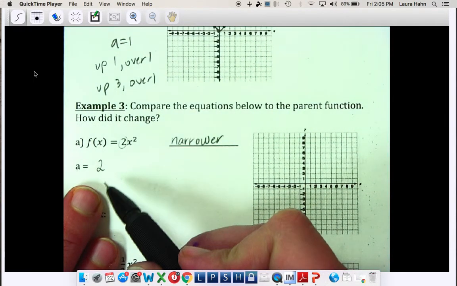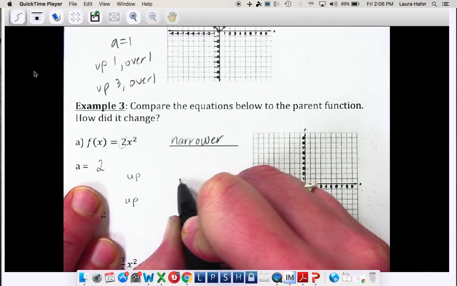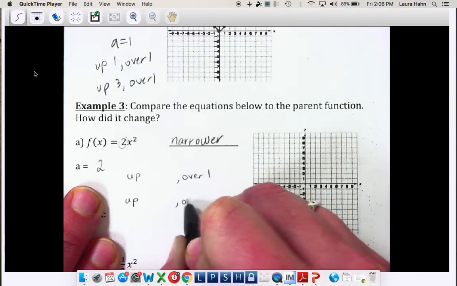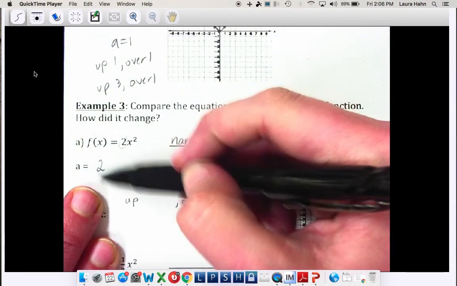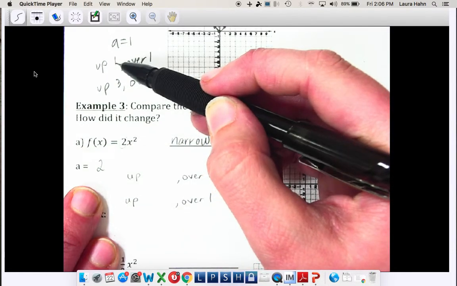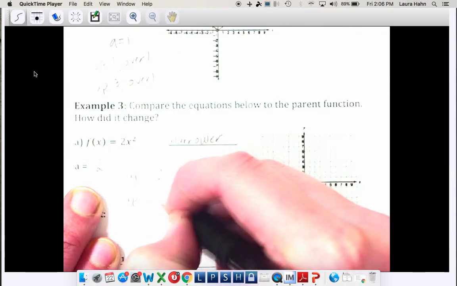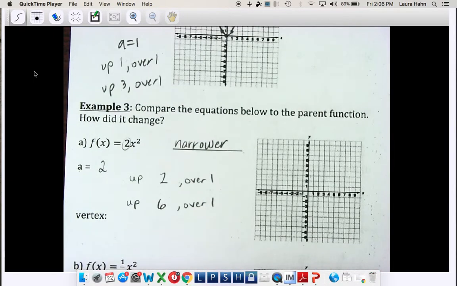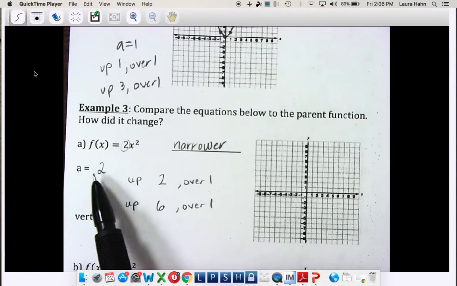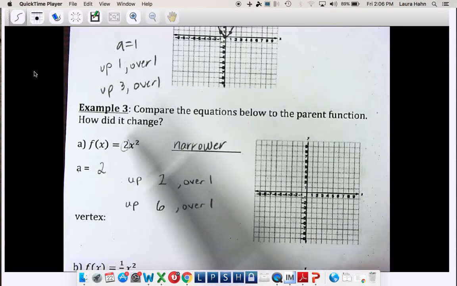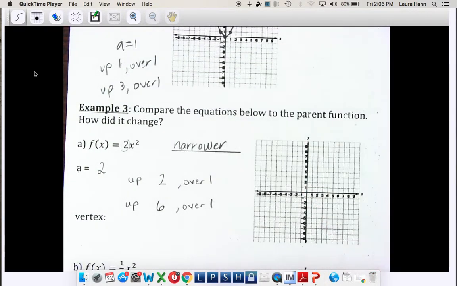I know it's still going to be going up because that's positive. And I know the over 1 never changes. What does change is this 1 and this 3. So since my a is now a 2, I'm going to take these first numbers and multiply them by 2. 1 times 2 is 2. 3 times 2 is 6. So one more time, I know it's still going up because this is a positive value. But now, because a is 2 instead of 1, I need to double these values. I doubled these, 2 and 6.